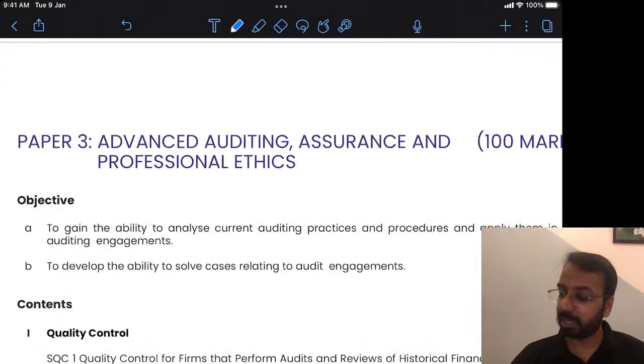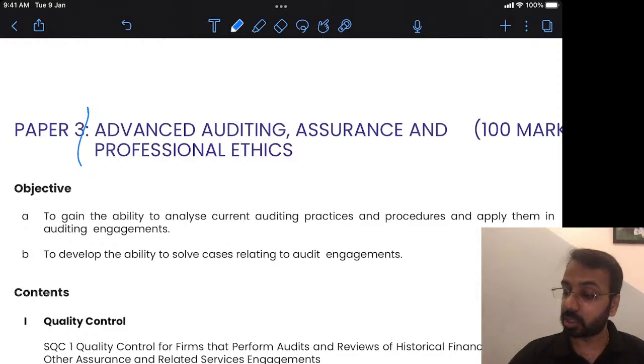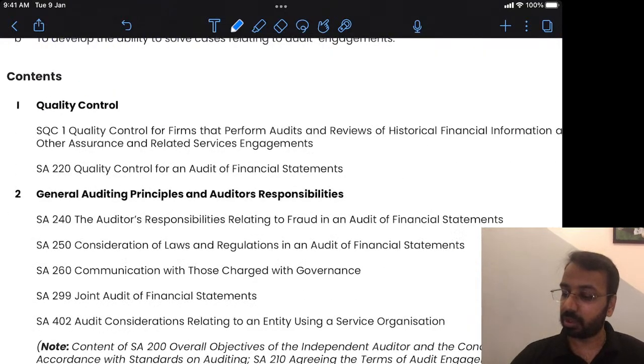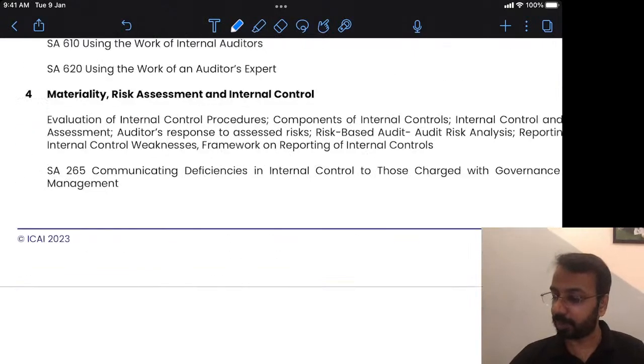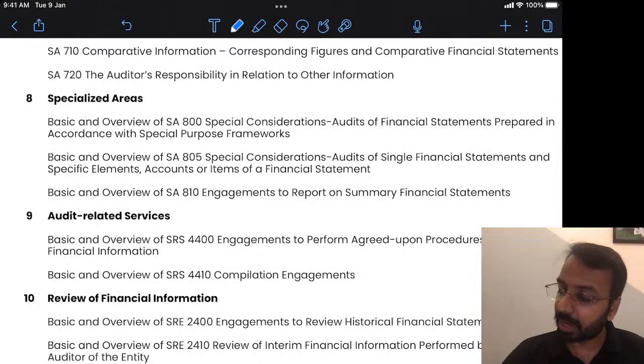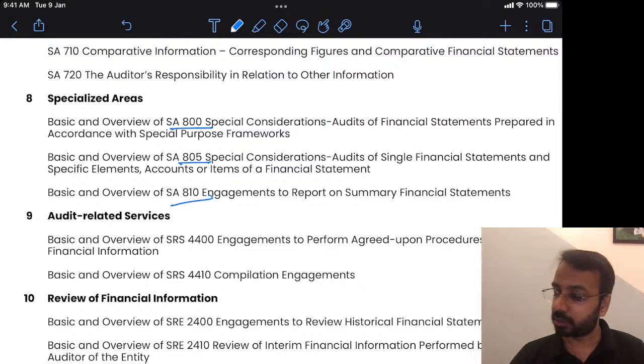Then you have advanced auditing and professional ethics, advanced auditing, assurance and professional ethics. So you have SQC1, SA220, all the standards which are there, those are kept. Then they have added overview of SA 800, 805, 810. So this also needs to be covered.